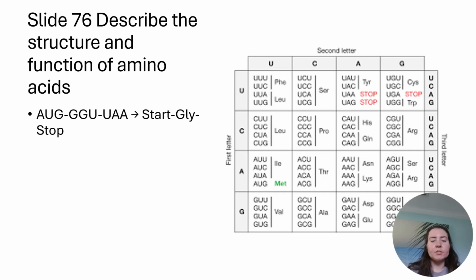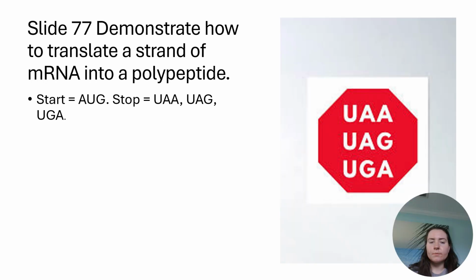Describe the structure and function of amino acids. AUG equals start, GGU equals glycine, UAG, UAA equals stop. And you can see all those combinations.